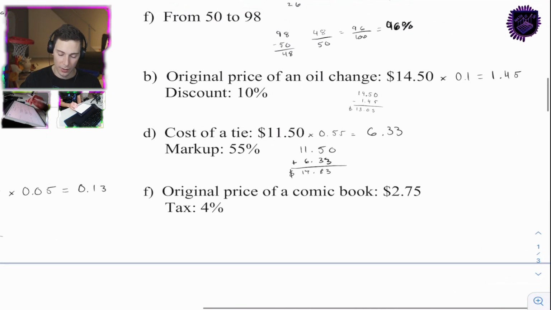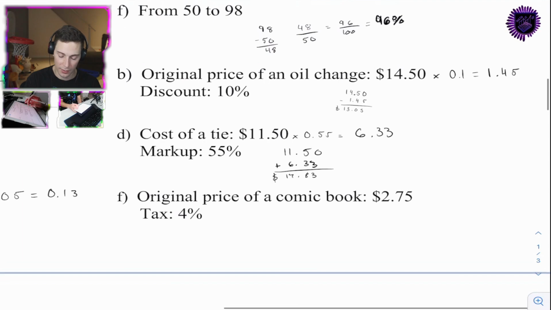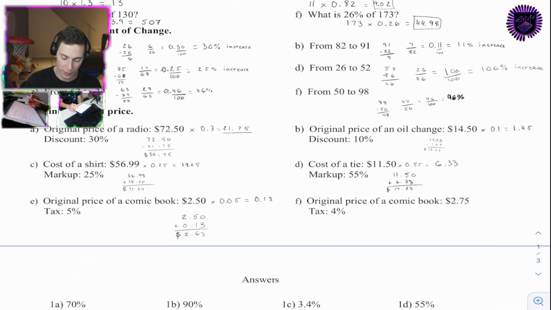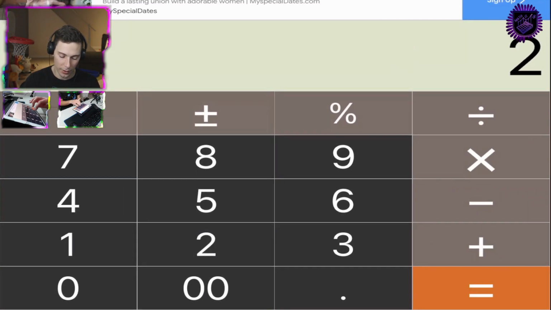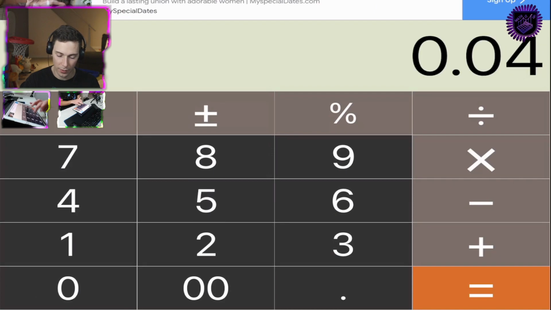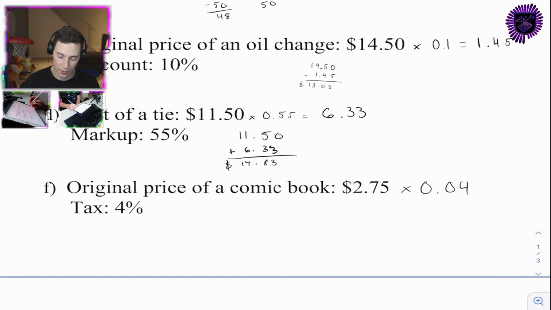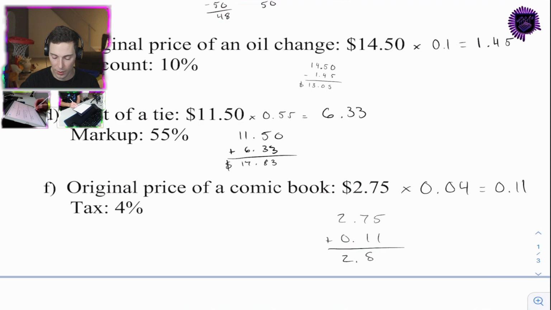And the last one, $2.75 and 4% tax. Okay. Another comic book, a little bit more expensive. 2.75 times 0.04. Let's do it on the calculator this time. 2.75 times 0.04 equals 11 cents. 0.11. 2.75 plus 0.11 is equal to $2.86 for that comic book.